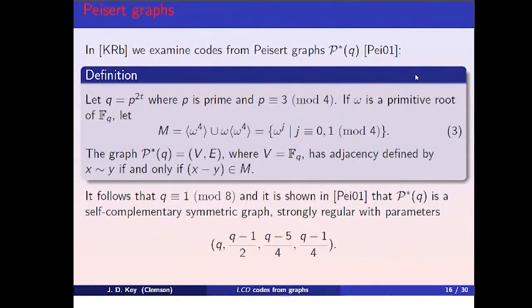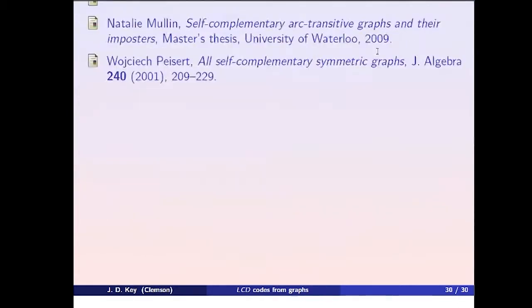So this is recent work, as I said, with Bernardo, and it's these Piez graphs that he found, which seem rather nice, and they're rather like the Paley graphs. Let me just give you the reference. It's Wojciech Piez, I think is the name. That's Journal of Algebra, 2001. Okay, right, now, back again. So that's easy enough to get. It's a very nice paper.